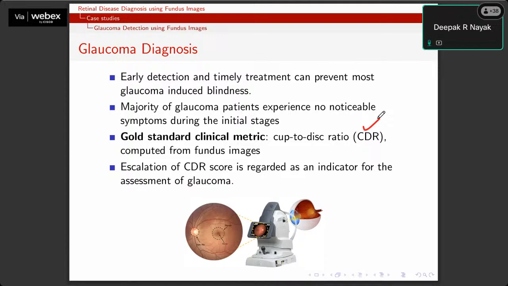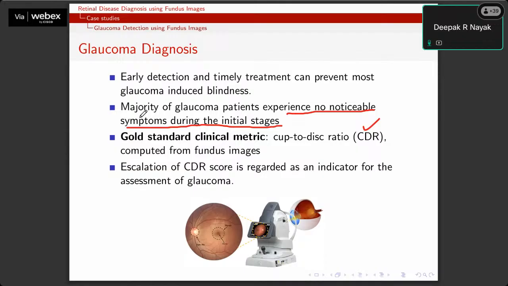One of the most important things we should know in the case of glaucoma is that the majority of glaucoma patients experience no noticeable symptoms during the initial stages. This is actually the major problem. There will be no such symptoms at the initial stages, and that is why it is challenging to detect glaucoma early. But only if it is detected in the initial stages can it be prevented.